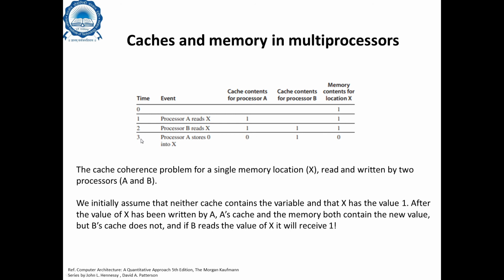Let's say in the third time instance, processor A now tries to write or store 0 into X. So when you're storing a value 0 into X, what happens is the memory contents of location X becomes 0, the cache contents for processor A also becomes 0, while the cache contents for processor B continues to be holding the value of 1. So what we are trying to see is that after the value of X has been written by A, A's cache and the memory both contain the new value, which is 0, but B's cache does not.